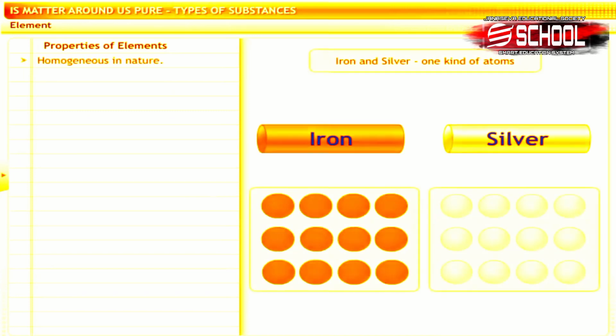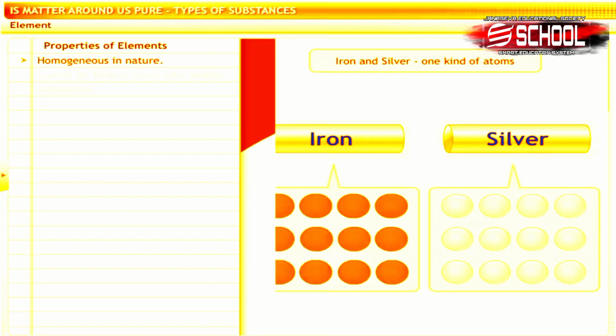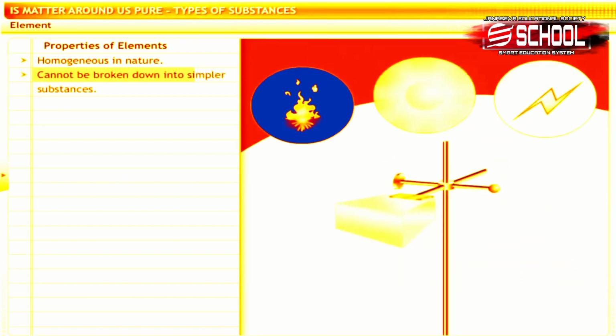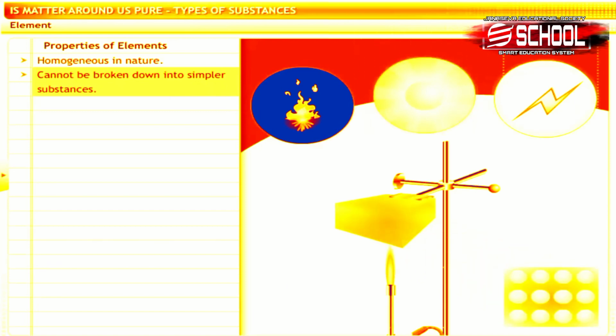Yes, they do have typical properties. Let's look at some of the characteristics of elements. An element is homogeneous in nature. It is a pure substance, made up of only one kind of atom. For example, iron and silver are made of only iron and silver atoms. An element cannot be broken down into simpler substances by any physical or chemical methods, such as heat, light, electricity, or chemical reactions with other substances.